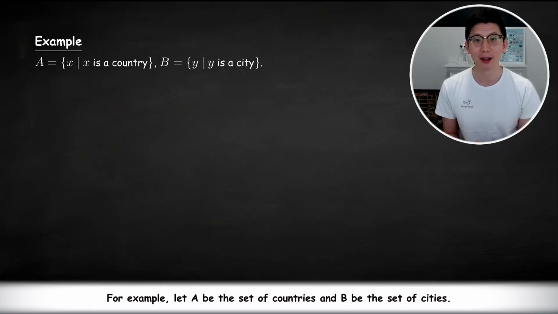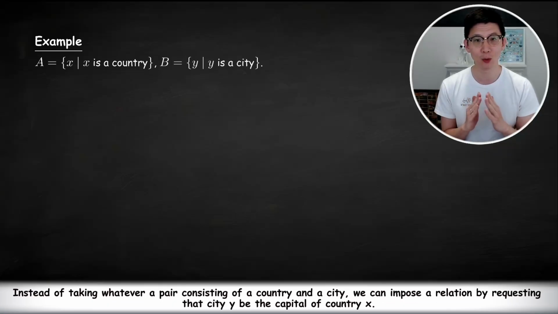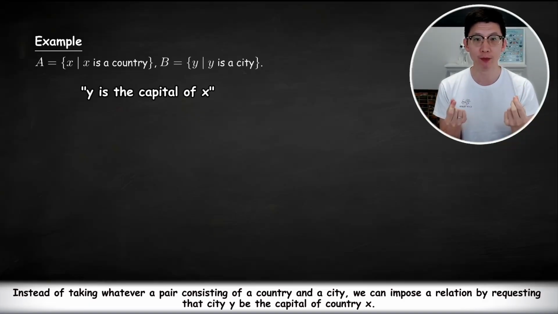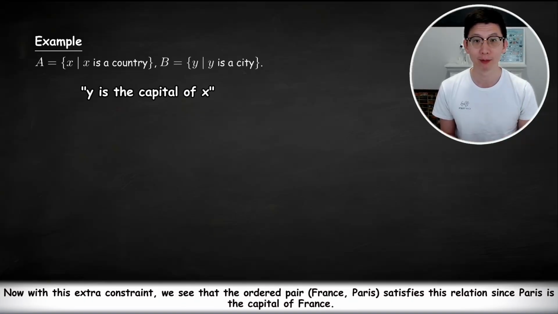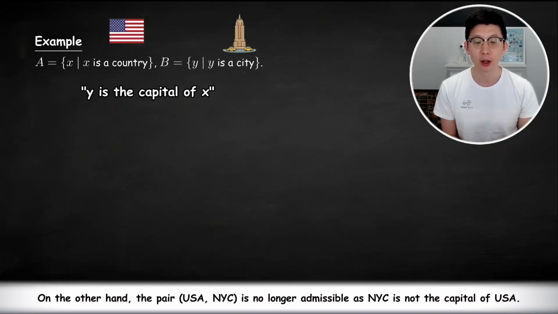For example, let A be the set of countries and B be the set of cities. Instead of taking whatever pair consisting of a country and a city, we can impose a relation by requesting that city y be the capital of country x. Now with this extra constraint, we see that the ordered pair (France, Paris) satisfies this relation, since Paris is the capital of France. On the other hand, the pair (USA, New York City) is no longer admissible, as New York City is not the capital of USA.